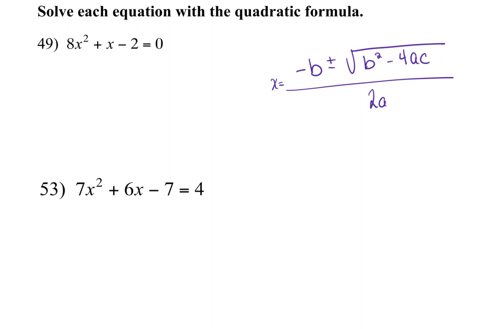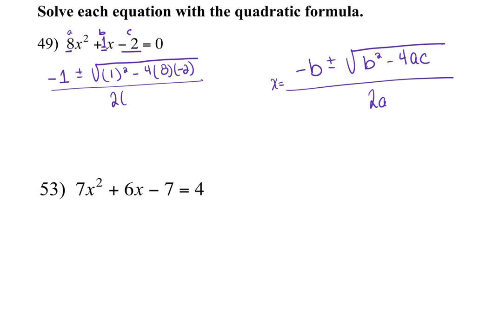So 49 is already equal to 0. My A is 8. My B, what's in front of that X if I don't see anything? A 1, so my B is 1, and my C is negative 2, all right, negative 2. So negative B just means the opposite. I have a plus 1 as my B. I'm going to make that a negative 1, so negative 1 plus or minus the square root of B squared minus 4 times A times C, all over 2 times A.